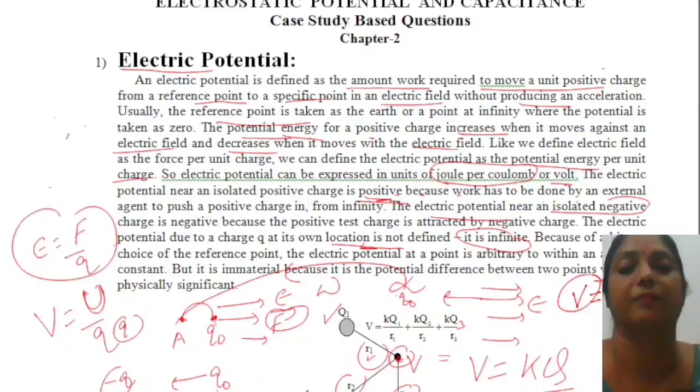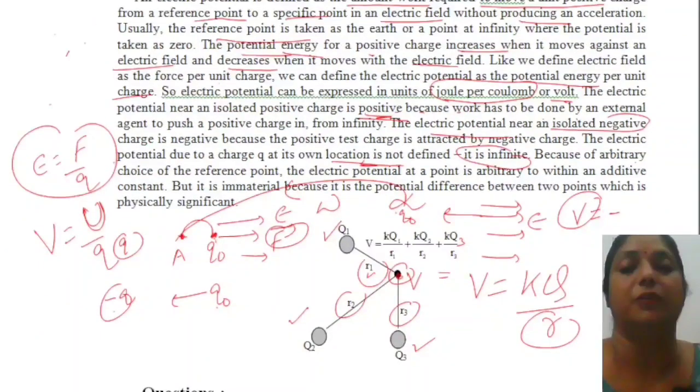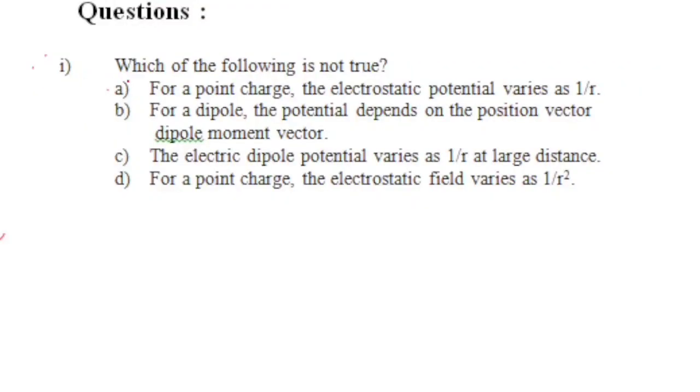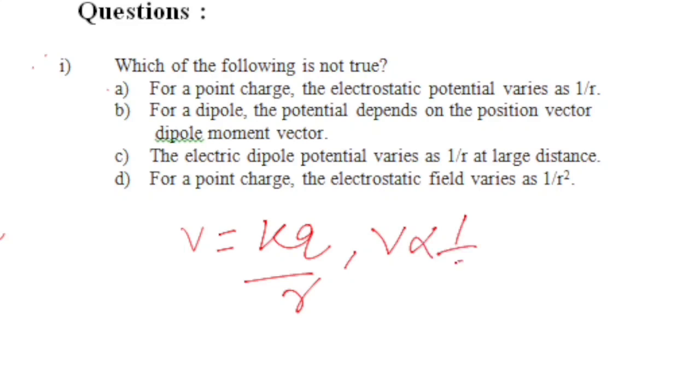Now next, coming to question number 1. In question 1, it is given: which of the following is not true. It means you have to find the wrong statement, right? First, A is, for a point charge, the electrostatic potential varies as 1 by R. You know, for a point charge, V is what? V equal to KQ by R. It means V is proportional to 1 by R. So this option is correct. This is a correct statement. So according to the question, you have to find the wrong statement, right?